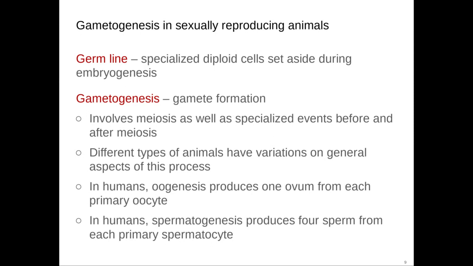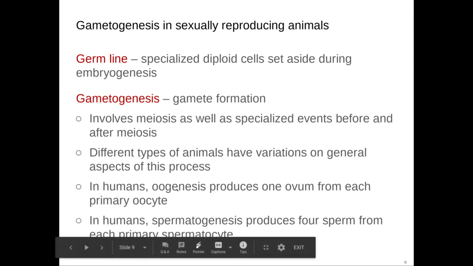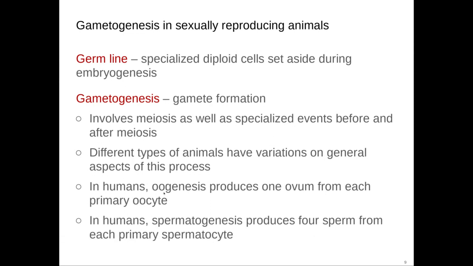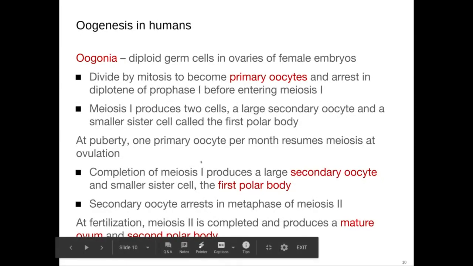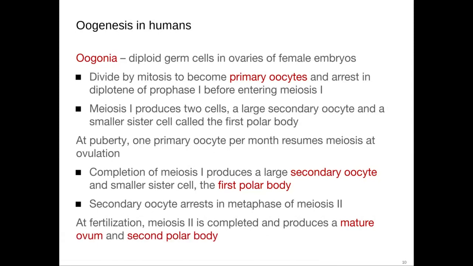But different types of animals have variability in the process of gametogenesis, and we're actually going to talk mostly about humans, because you guys are mostly interested in human things. Now, in humans, we have oogenesis, which is one of my favorite words to say. I like anything that has a double O like that in the front. It produces one or more ovum from each primary oocyte, and human spermatogenesis produces 4 sperm from each primary spermatocyte. And you've probably seen some idea about this before, maybe in Biology 1, back in the day when you were young.